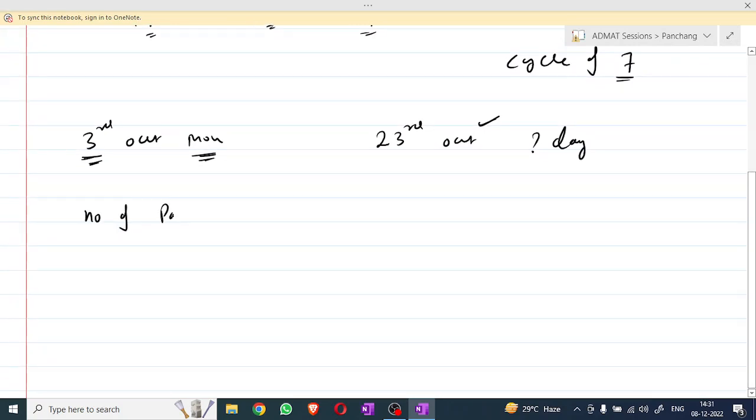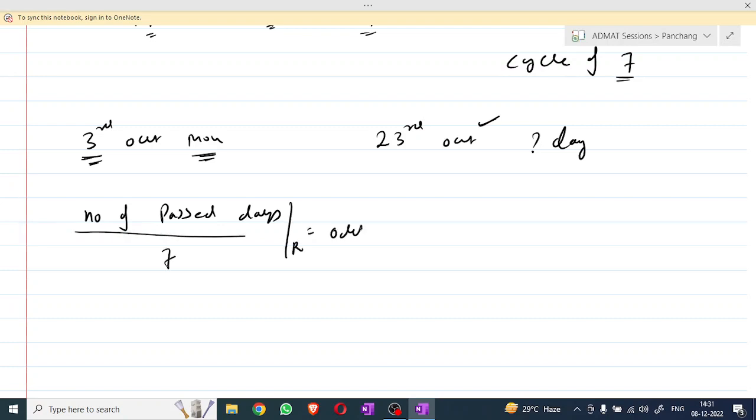Number of past days divided by 7. Whatever is left over is called odd days. It is also called shift days. So here from 3rd to 23rd, how many days have passed? Simply subtract them. Subtraction is 20.